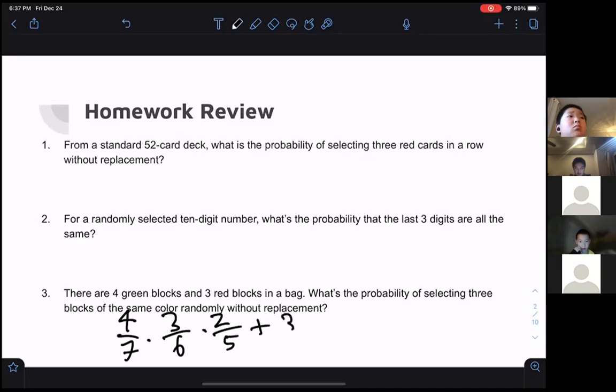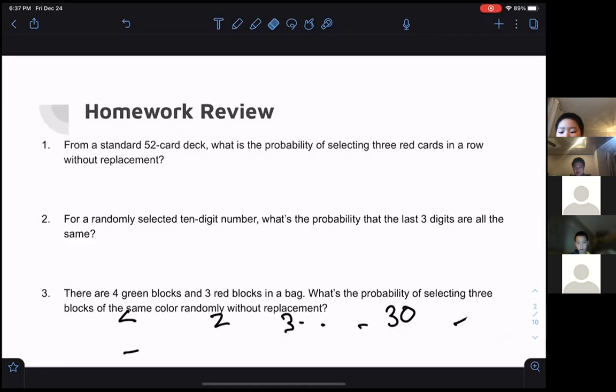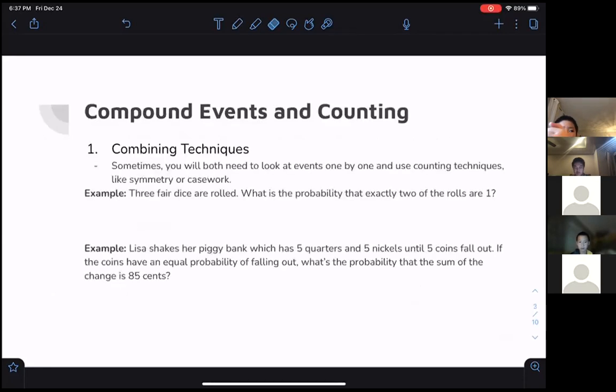Similarly, for 3 red blocks, that's 3 times 2 times 1 over 7 times 6 times 5, because I'm kind of lazy. If we add this up, this is 24 plus 6, so it's 30 over 7 times 30 if you do some factoring. So it's just 1/7 in total. Yeah, those are all the homework problems. I think they were fairly straightforward. They weren't too difficult if you understood what was going on last week. But if you have any questions, you can always ask me.